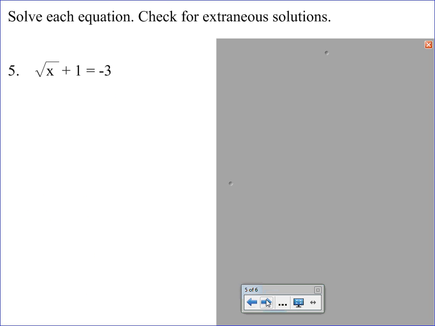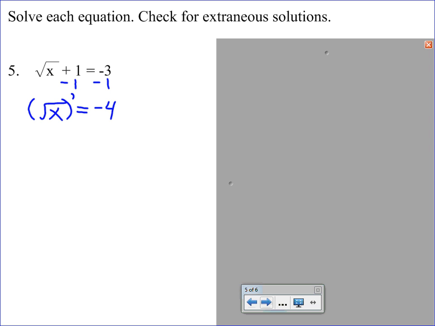Example number 5. If you're looking at your note sheet, you will notice that this does not look like your example number 5. We did make a change, so please cross off the problem on your sheet and copy this one down. All right, our first step is to get the square root by itself. And in this case, we have to do subtraction because the plus 1 is outside of the radical. So after subtracting 1 from both sides, we get the square root of x equals -4.